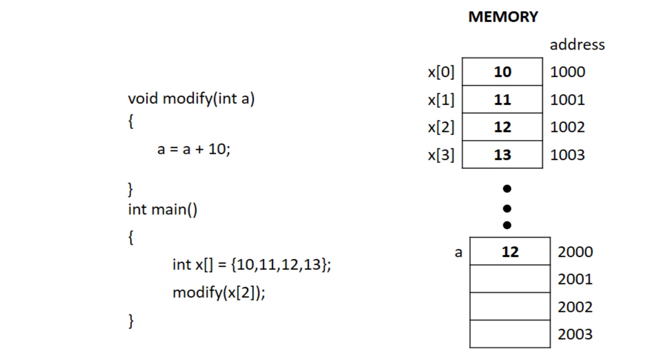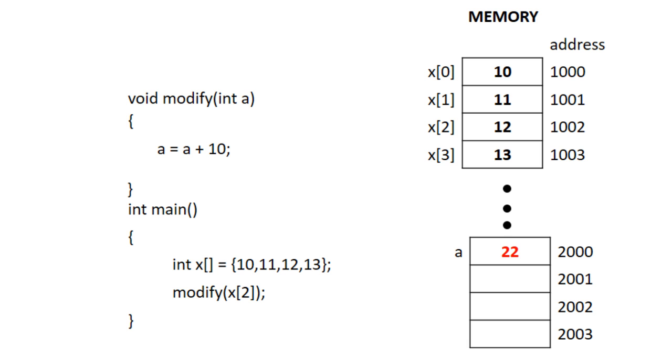The function then adds a with 10. The result of addition, which is 22, is then stored in a. The content of x2 remains 12. So, when we print out the content of x2, it will still display 12. The value that is added with 10 is actually the copy of x2 in a, not the original content of x2.